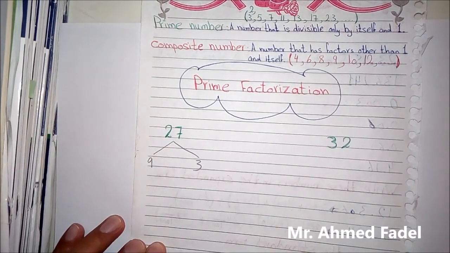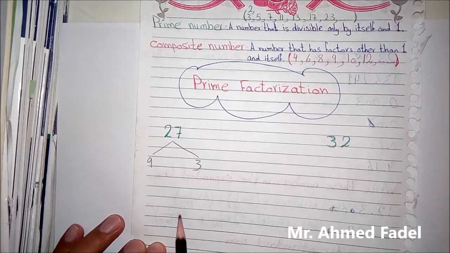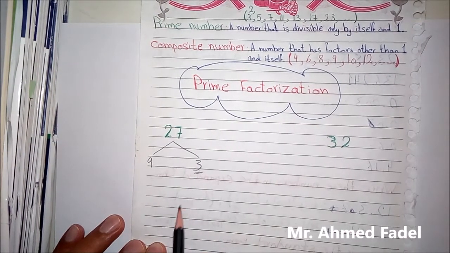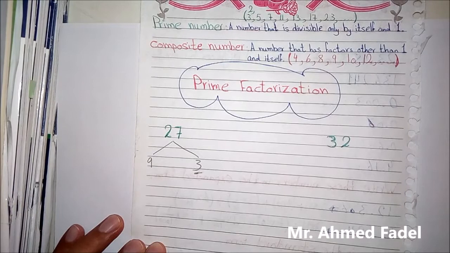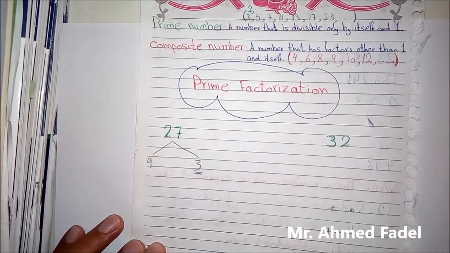Then, who helped him? Mustafa Amr just said to him, alright, 9 times 3, yes, they give us 27. The 3, we cannot prime factorize it. Why? Because it's already a prime number. It's a prime factor here. So we're just going to underline it like this.